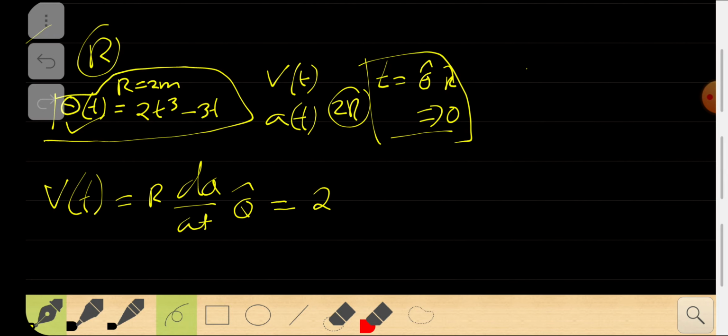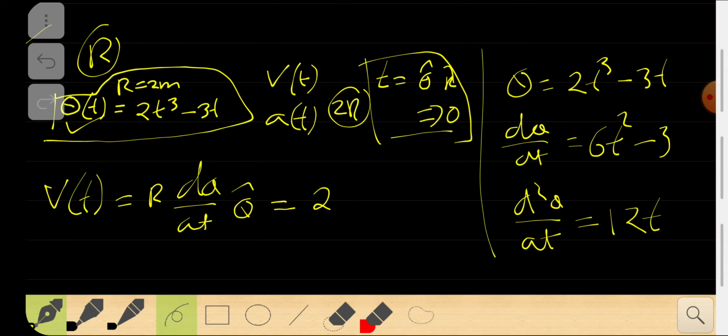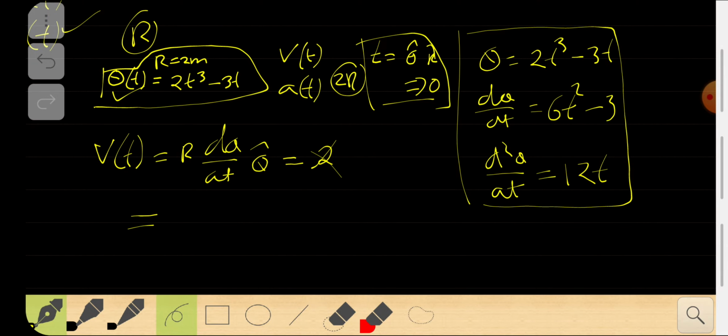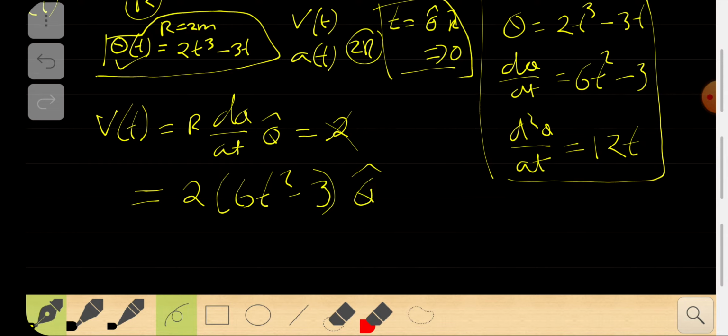I got theta, which is equal to 2t cubed minus 3t, so now I can take the derivative. d theta by dt is 3 times 2, that's 6t squared minus 3, right? So d square theta by dt square will be 12t. Now we can substitute that back into this equation. So r is 2, d theta by dt is 6t squared minus 3, in the theta cap direction. So that's the velocity right there.